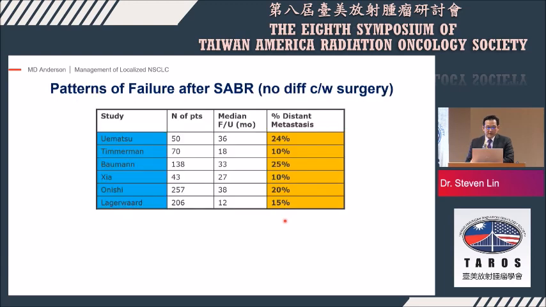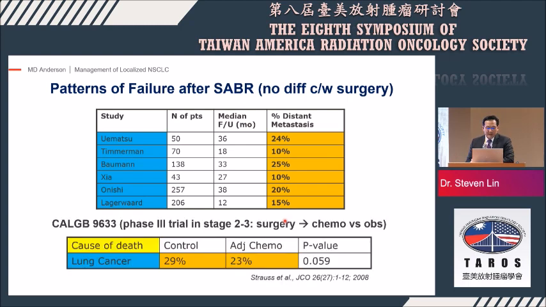So the patterns of failure, of course: these patients, whether they're operable or inoperable, still have rates of distant metastatic disease. About a quarter of the patients will develop metastatic disease. And you can see here that it's very similar to patients who receive surgery, about a quarter of the patients develop metastatic disease even after surgical resection. So there's no difference, right? These patients still have this high incidence of metastatic disease.